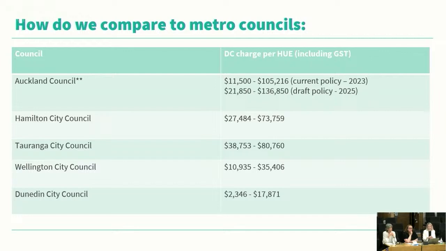Hamilton's DCs start at 27,000 per HUE and go up to 73,000 per HUE. Tauranga start at 38,000 and go up to 80,000. Tauranga and Hamilton both have small and large residential unit adjustments, so these are the charges for a 3-bedroom home. Wellington DCs are fairly low. They start around 10,000 and go up to 35,000. And Dunedin's are quite low as well. They start at 2 and go up to 17. Wellington and Dunedin, on the lower end, don't charge for every single activity, so that's why some of those DCs are a little bit lower.